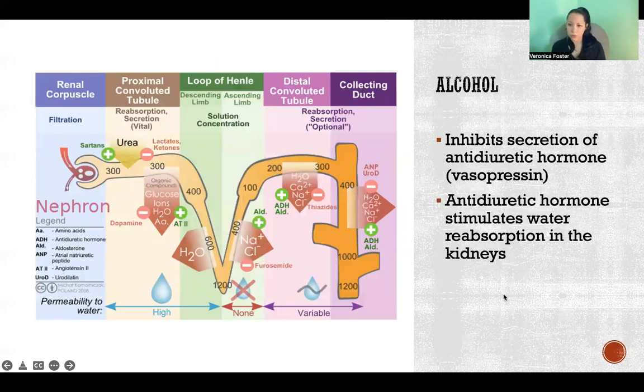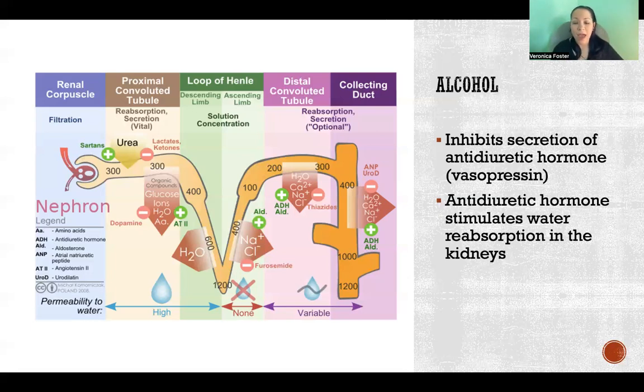Okay, alcohol also is a diuretic, but it has a completely different mechanism. So it inhibits the secretion of antidiuretic hormone, which is also called vasopressin. It's the same hormone. An antidiuretic hormone's job is to tell the kidneys, it tells the loop of Henle especially, so this nephron loop of Henle, it makes it able to absorb that water. We want to reabsorb the water from inside the tubule back into our bloodstream so that we're not losing all of that water. So antidiuretic, meaning it causes us to keep our water.